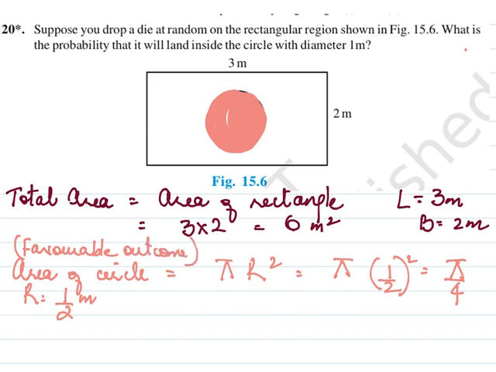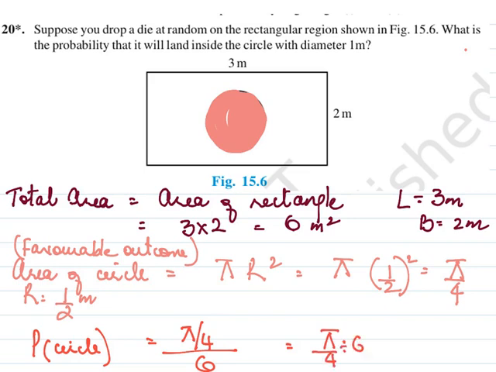So when it comes to the probability of falling in the circle, it will be favorable outcome over total outcome. So pi over 4 is the favorable outcome, over total outcome which is 6, so pi over 4 divided by 6. Pi over 4 into 1 by 6, pi over 24 will be the probability.